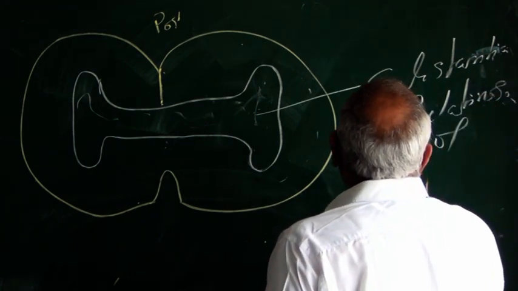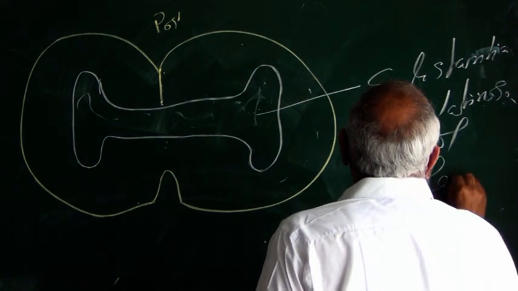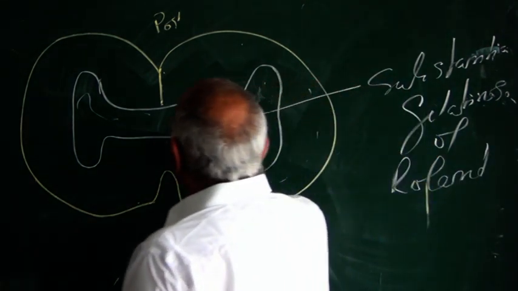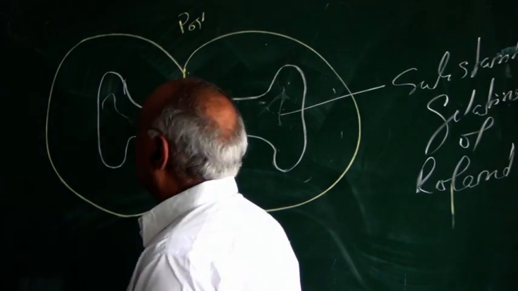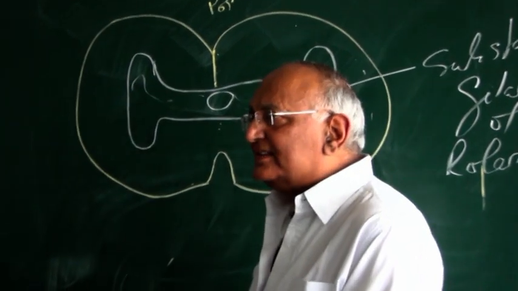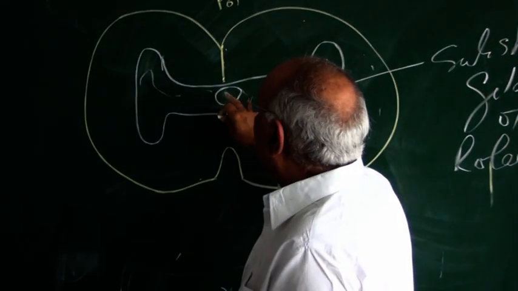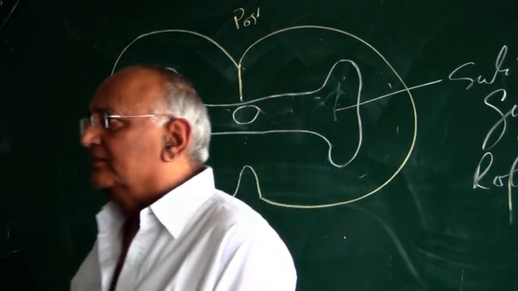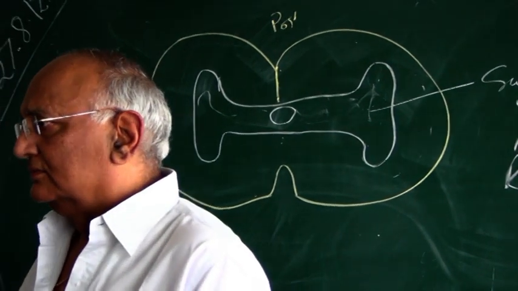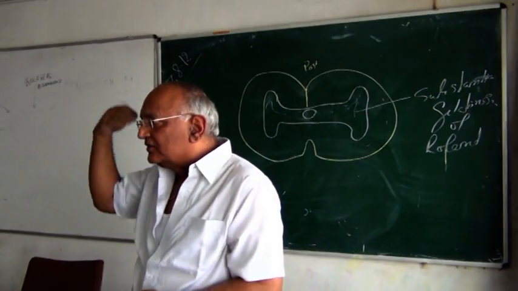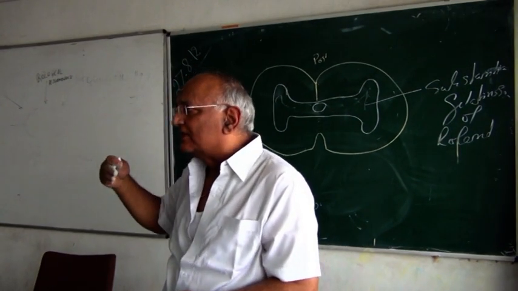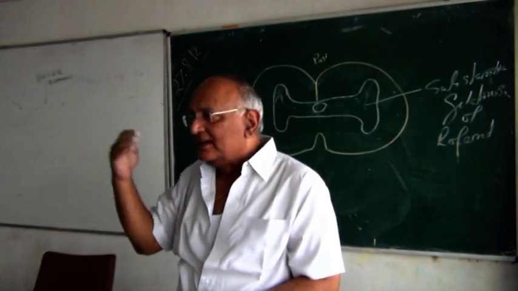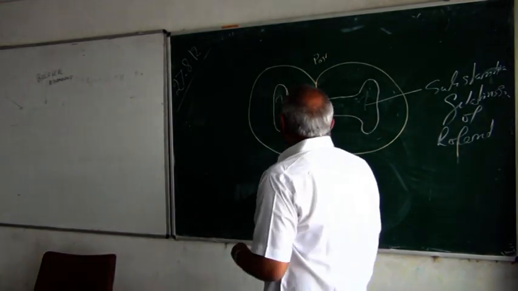of Rolando, and it has a central canal over it. Now this central canal upward communicates with the fourth ventricle. It goes into the skull and communicates with the fourth ventricle in the medulla oblongata.